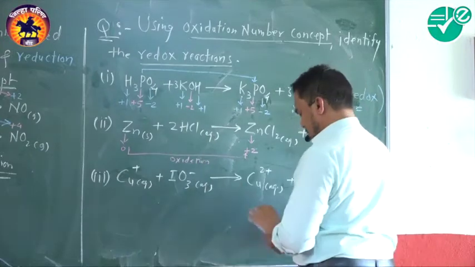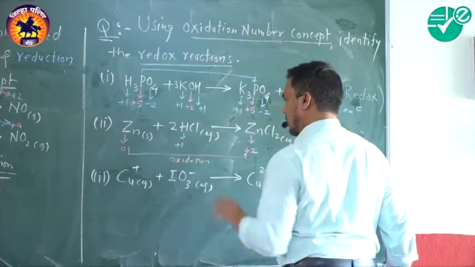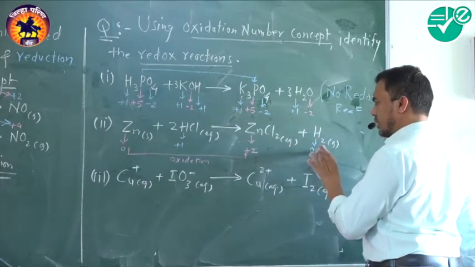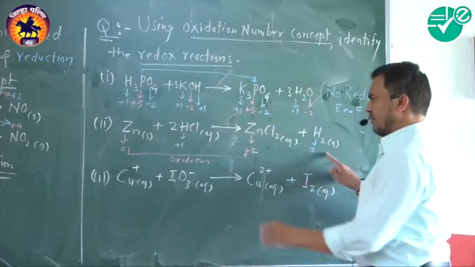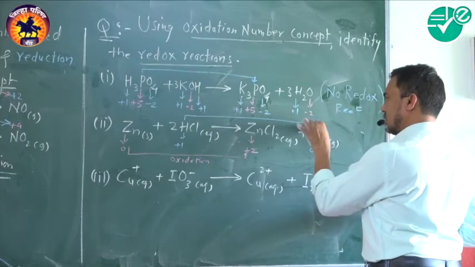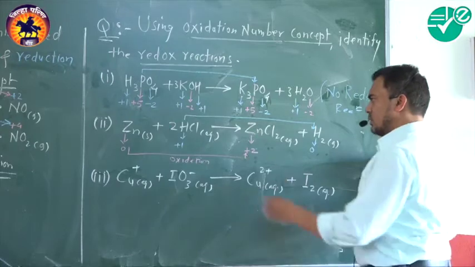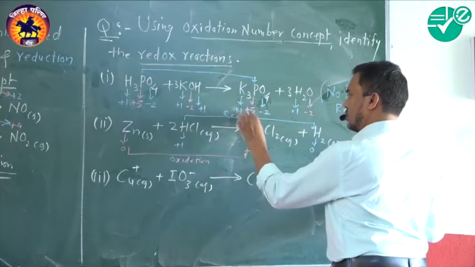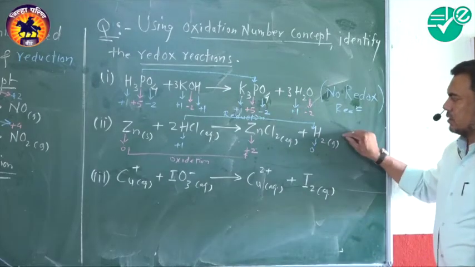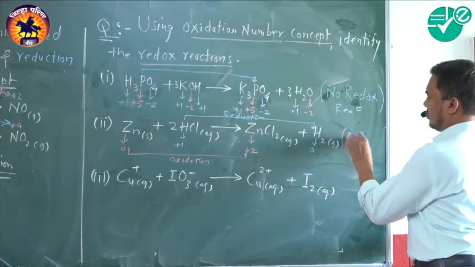Similarly, in the other case, hydrogen's oxidation number is +1. Here in a standard form the oxidation number is 0. Therefore the oxidation number decreases by gain of electrons. Therefore this reaction is reduction. In general, we can say this process is a redox reaction.